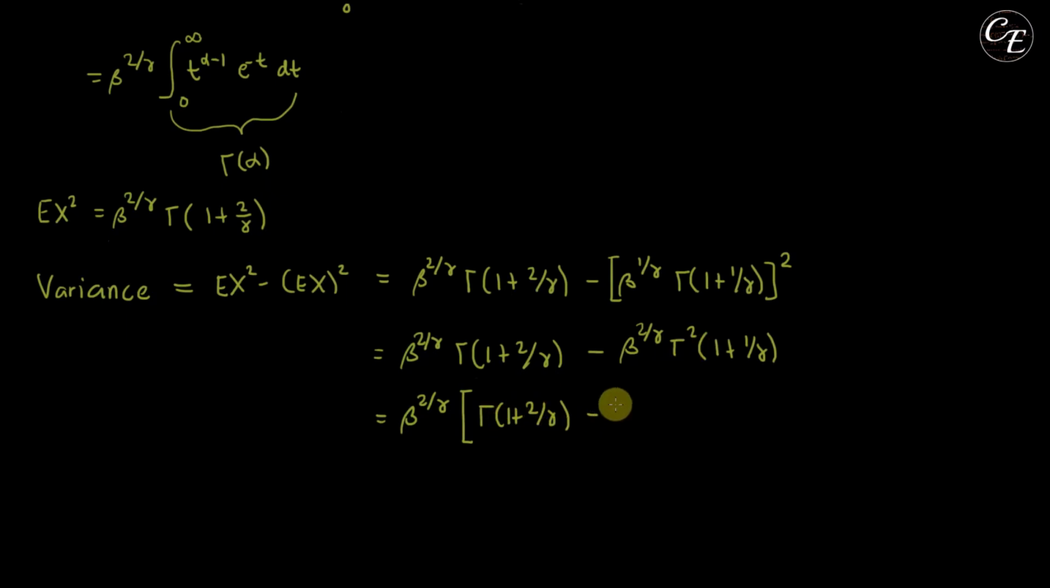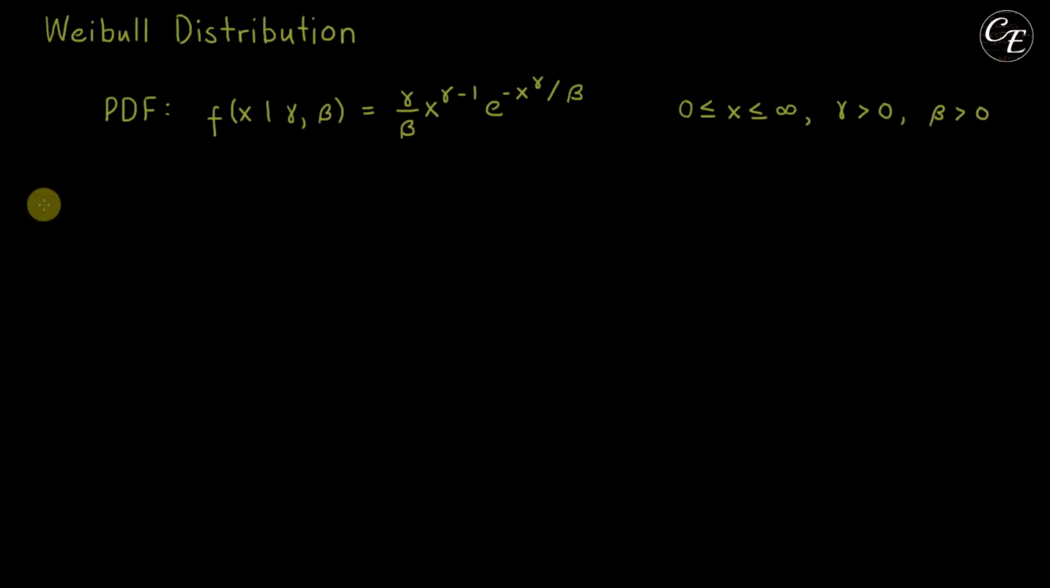Then minus big gamma squared. So now we have our variance for the Weibull distribution. Now let's proceed with our derivation of moments. Moments is expectation of x raised to n.